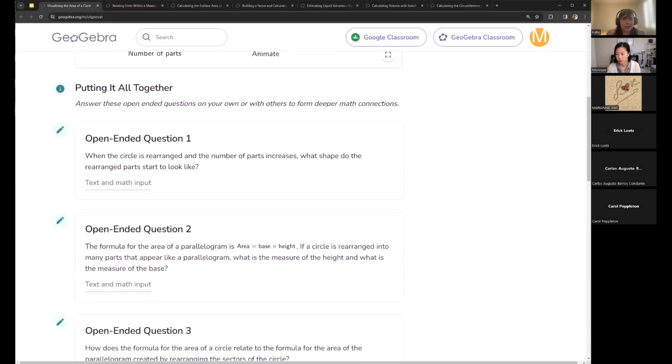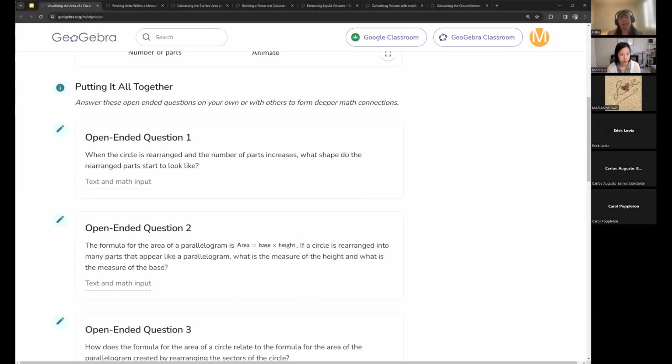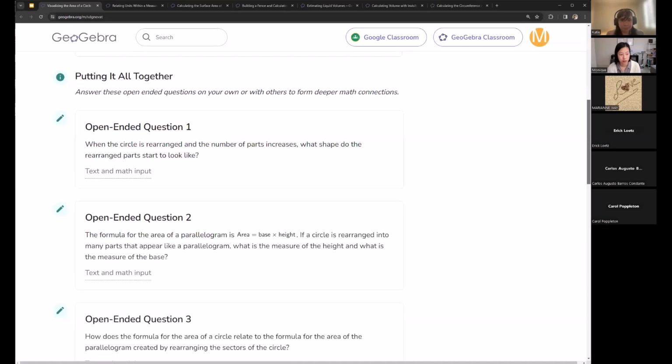Again, these questions are not so much computational as they're asking students to make connections between parallelograms and circles, and really helping them to develop their thinking around the broader ideas of what's happening in the math, which is really fun.